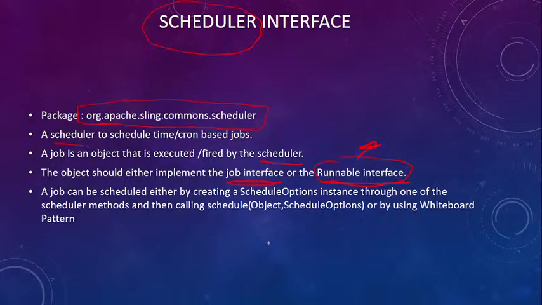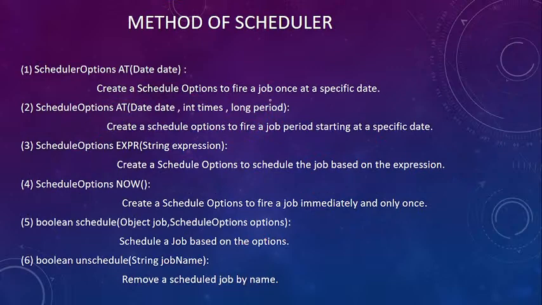Now inside this scheduler service we have some methods. First one is the at method. So what exactly does it do? It will schedule your job or object based on a date. So you have to mention the date here, inside that you have to mention the date and we will schedule our job.